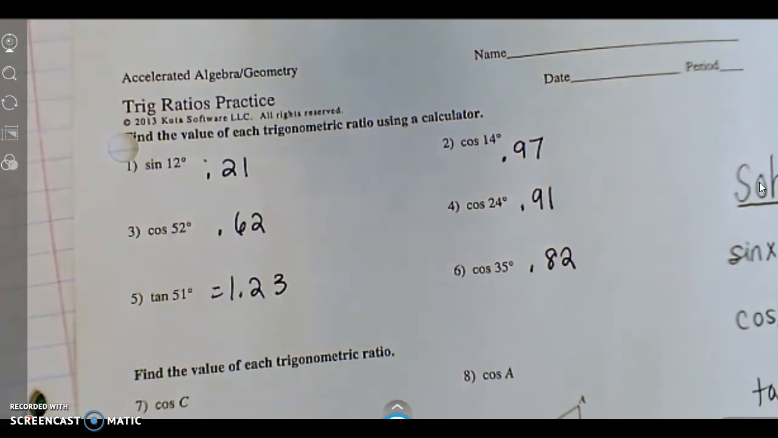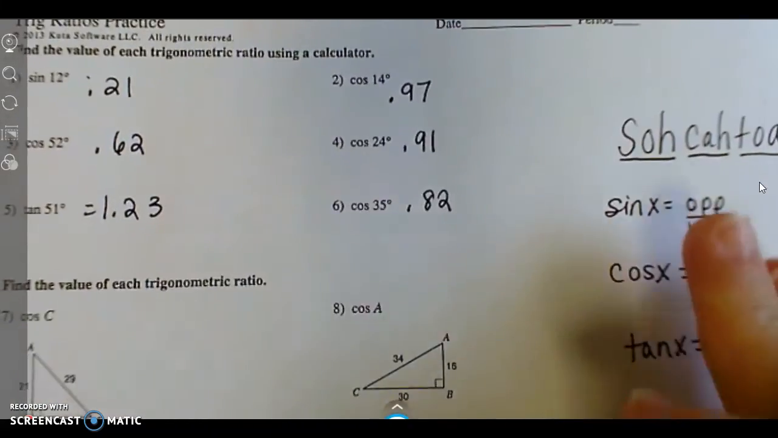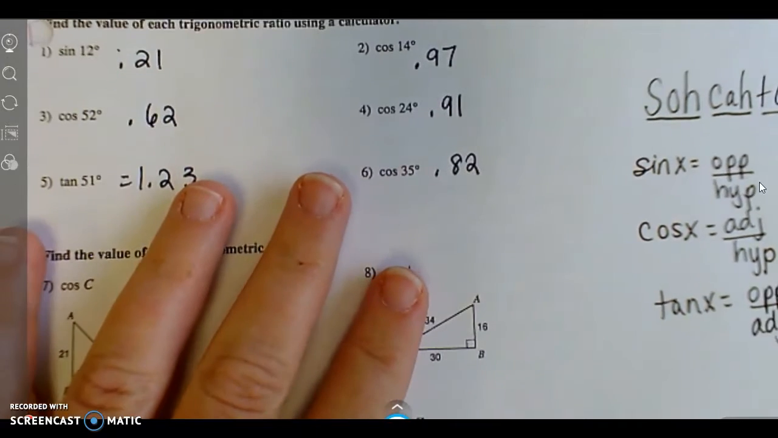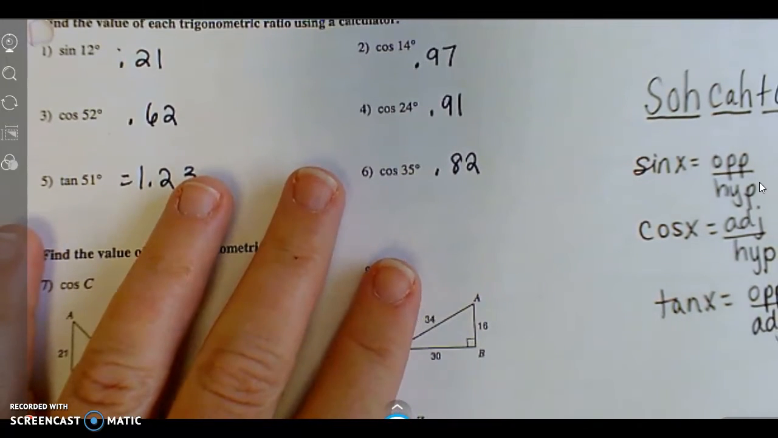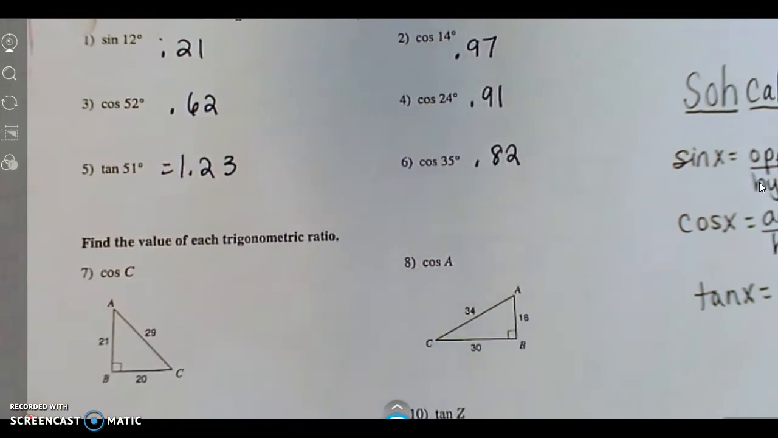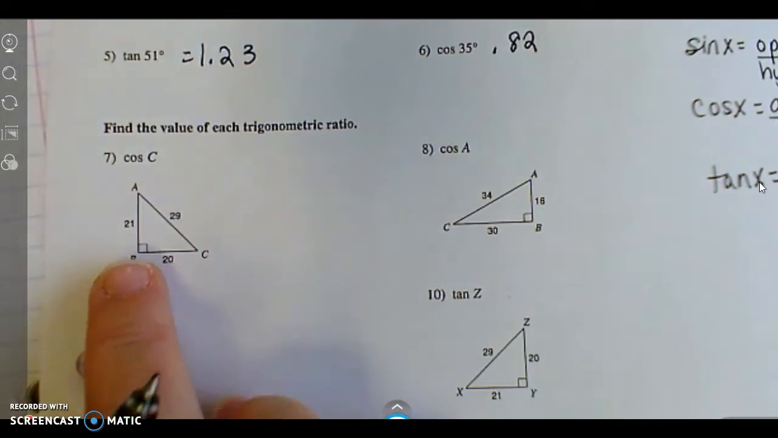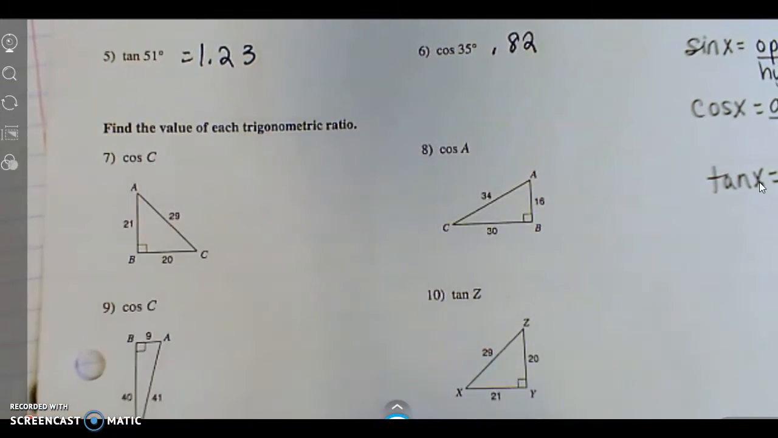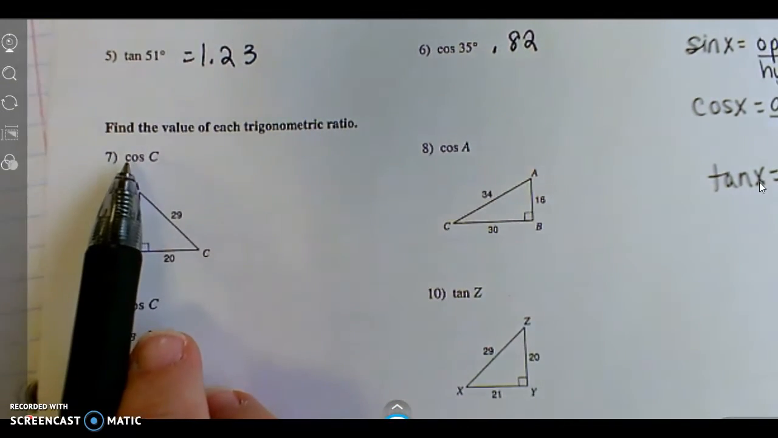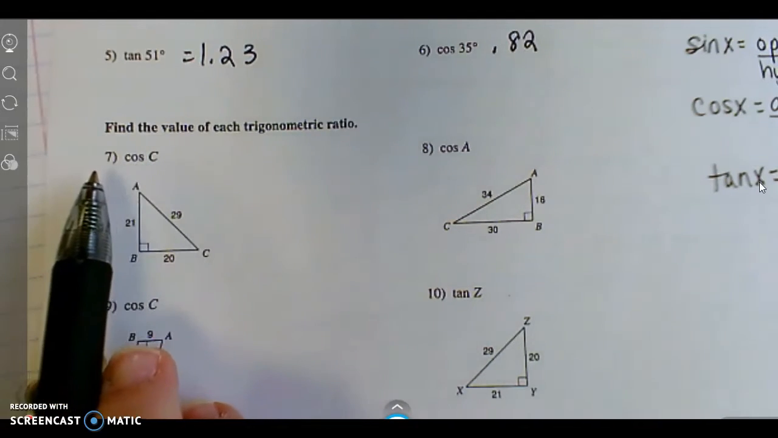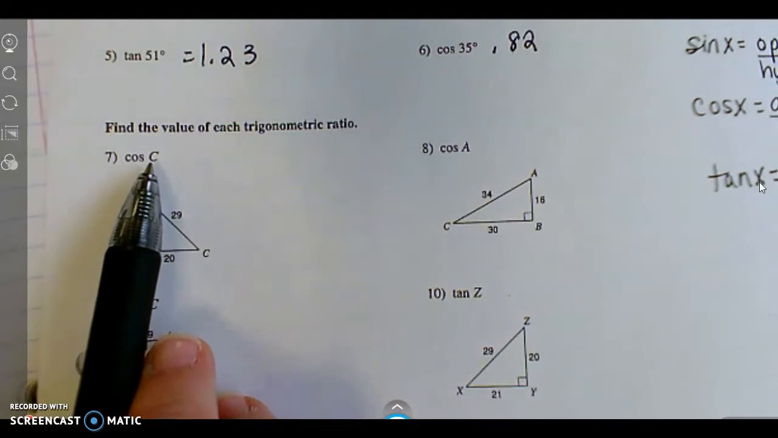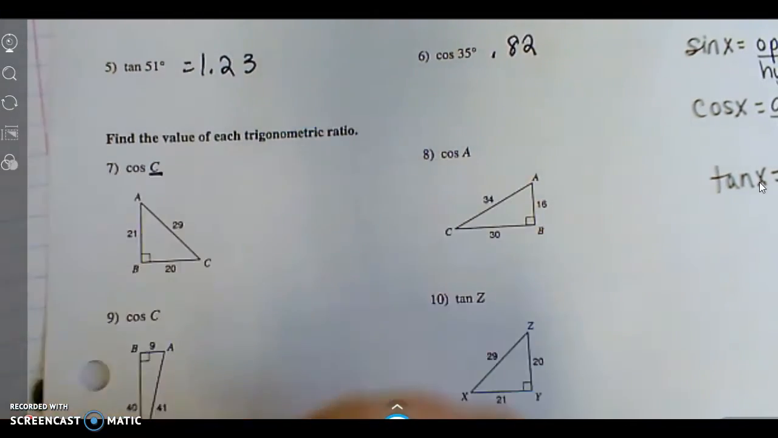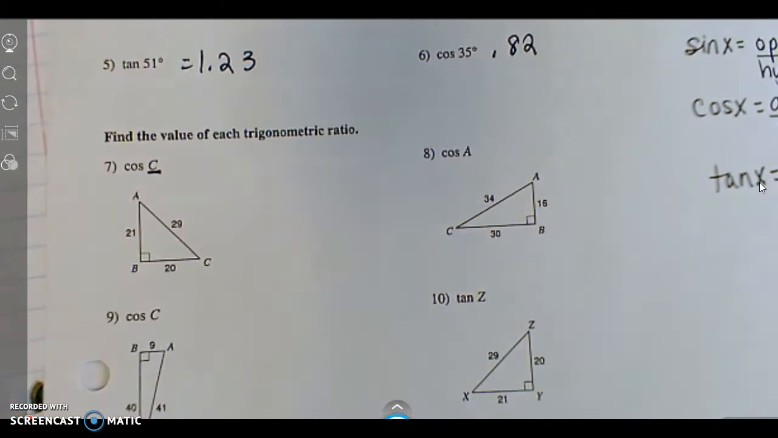Now, the other thing that I want to do is go back to how we're going to use this, because you won't always just know what angle you're looking at to find the answer. Sometimes you'll have a triangle with numbers on the sides, and it'll say, find cosine of C, or find sine of A, or whatever it says. Whatever it says right here, that's the angle you want to start with.